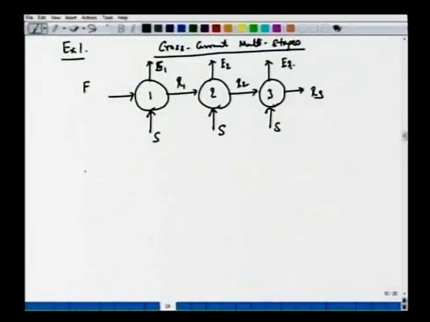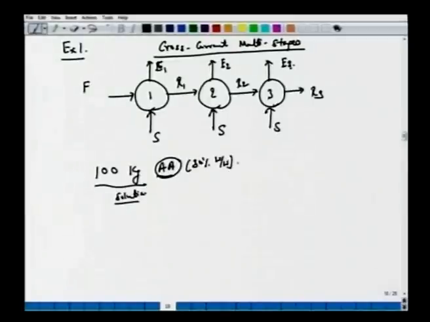All right. So this example reads like this. You have 100 kg of a solution in water which contains acetic acid as a solute, which is 30% weight by weight. So 100 kg of solution containing acetic acid in water, and we have been asked to extract this acetic acid using a solvent, let's say ether.